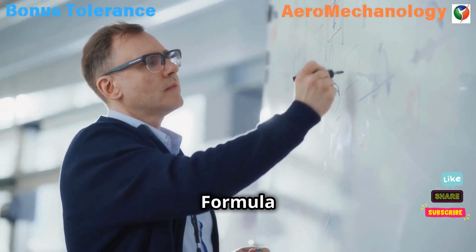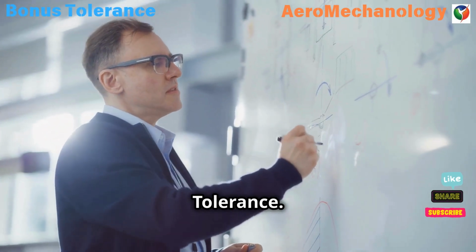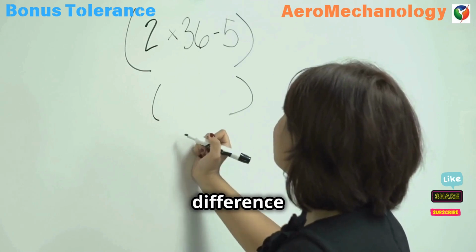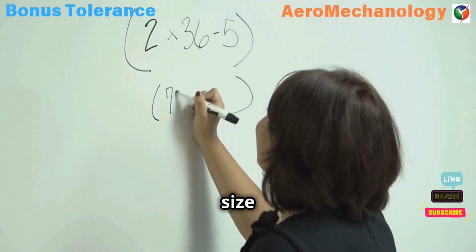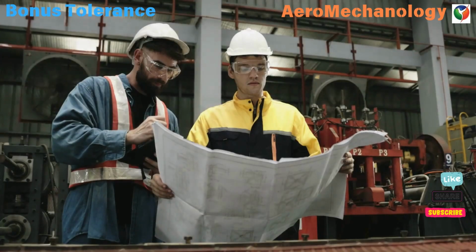Formula for bonus tolerance. The bonus tolerance is calculated as the difference between the maximum material condition size and the actual measured size of the feature.